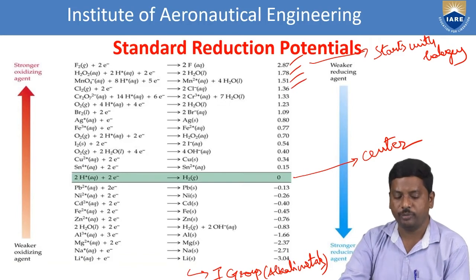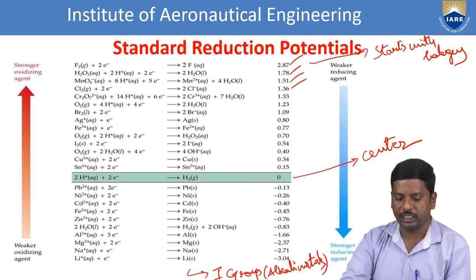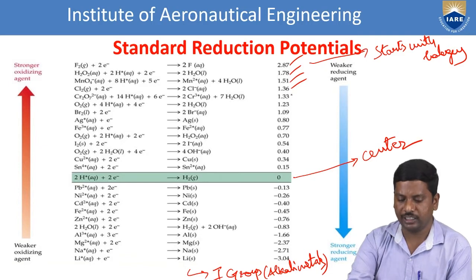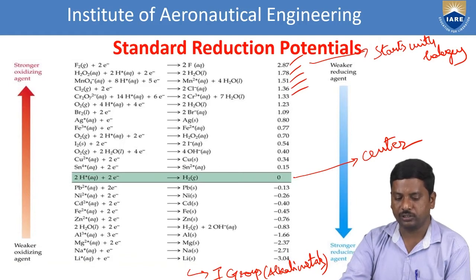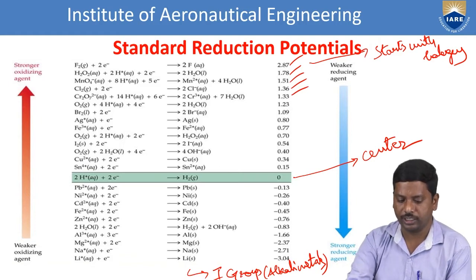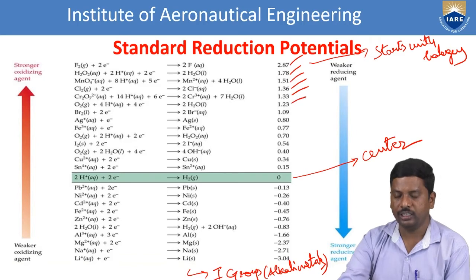And next one is the chromate ions. Chromate ions get reduced with 6 moles of electrons to get 2 moles of chromium plus 3 ions with 7 moles of water molecules, with a 1.33 standard reduction potential. And oxygen undergoes reduction with 4 electrons to get 2 moles of liquid water, with 1.23 volts.